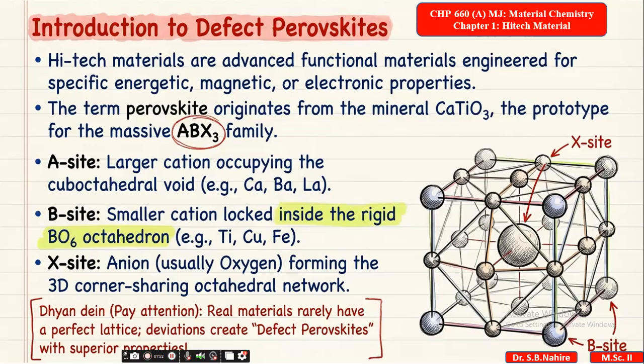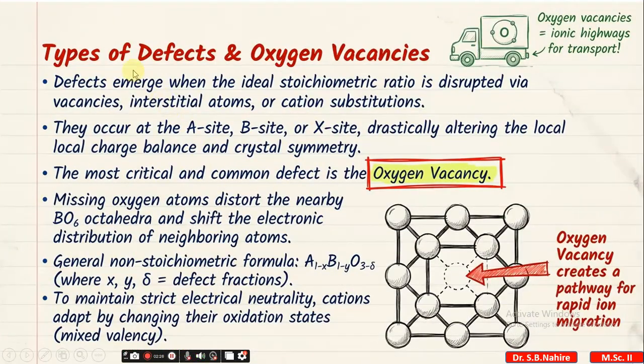Very important point. Real materials are not perfect. There are always some defects or deviations in the crystal lattice. These imperfections are called defects. And interestingly, these defects actually improve the properties of the material. That is why we call them defect perovskites and they show superior performance. So remember this key idea. Perfect structure is ideal, but defects make materials more useful. In the next slide, we will understand different types of defects in detail.